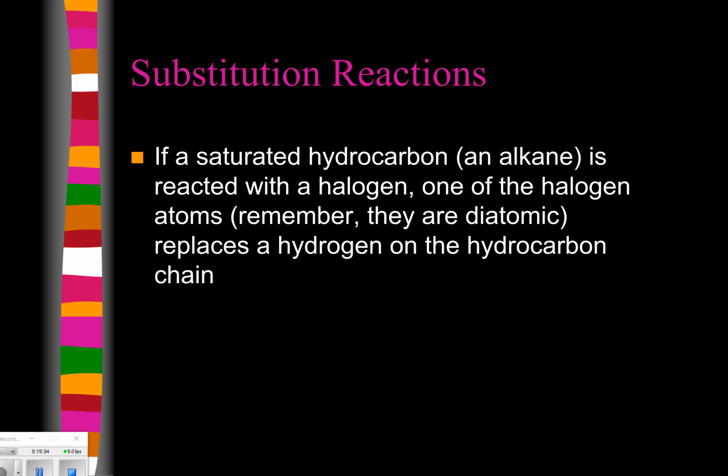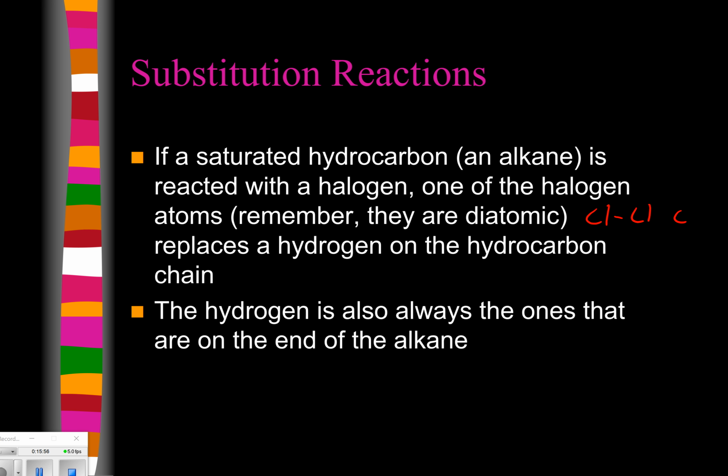So the first reaction we'll look at is substitution reactions, where we would take a saturated hydrocarbon, which is an alkane, so all single bonds between our carbons, and we're going to react that alkane with a halogen. One of the halogens, remember that they're diatomic, so we'd have Cl2. It's not going to want to stay on there. One of those halogens is going to replace a hydrogen on the chain.